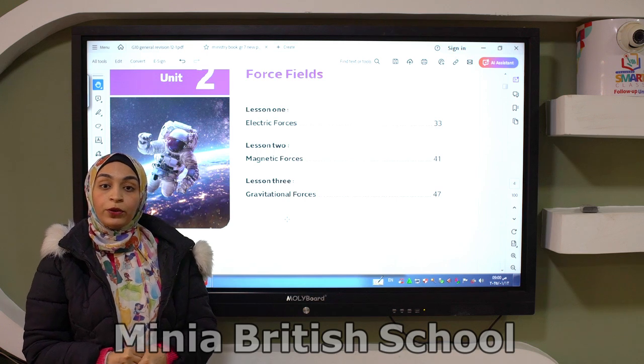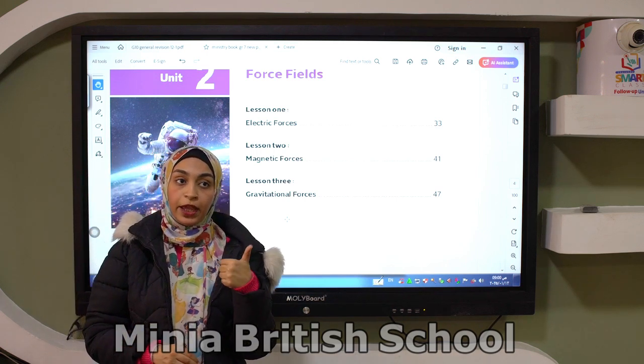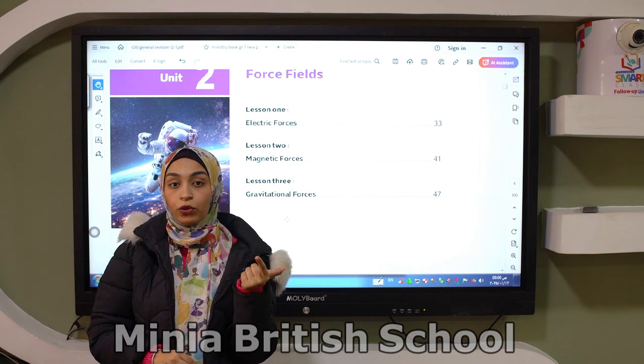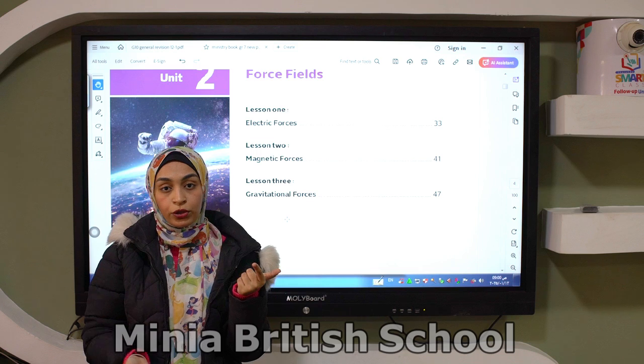Then we talked about the importance of electrostatic plating and also the importance of the electroscope, which is used to determine the charge of an object that has already been charged.